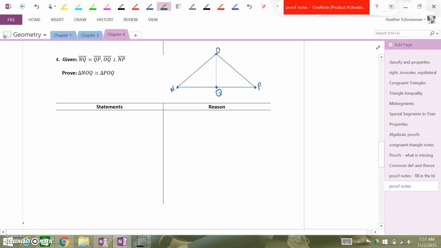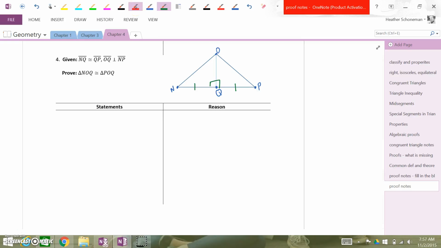Two classes ago, we took some new notes on proofs. We are going to finish those today, so if you can take them out and find proof number 4 where we need to start. So first thing in a proof is to mark on the picture what the given information is. So we know that NQ is congruent to QP, and we know that OQ is perpendicular to NP, so we know that we have right angles.